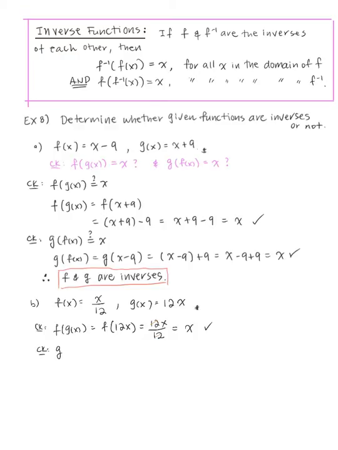We need to check g of f of x. So here you're going to have g of f of x, where f of x is x over 12. So we need to plug in x over 12 in place of x of g of x. So here you're going to have 12 times x over 12. Is it looking good? I think so. So this is going to give us x. Yay! So therefore, f and g are inverses of each other.